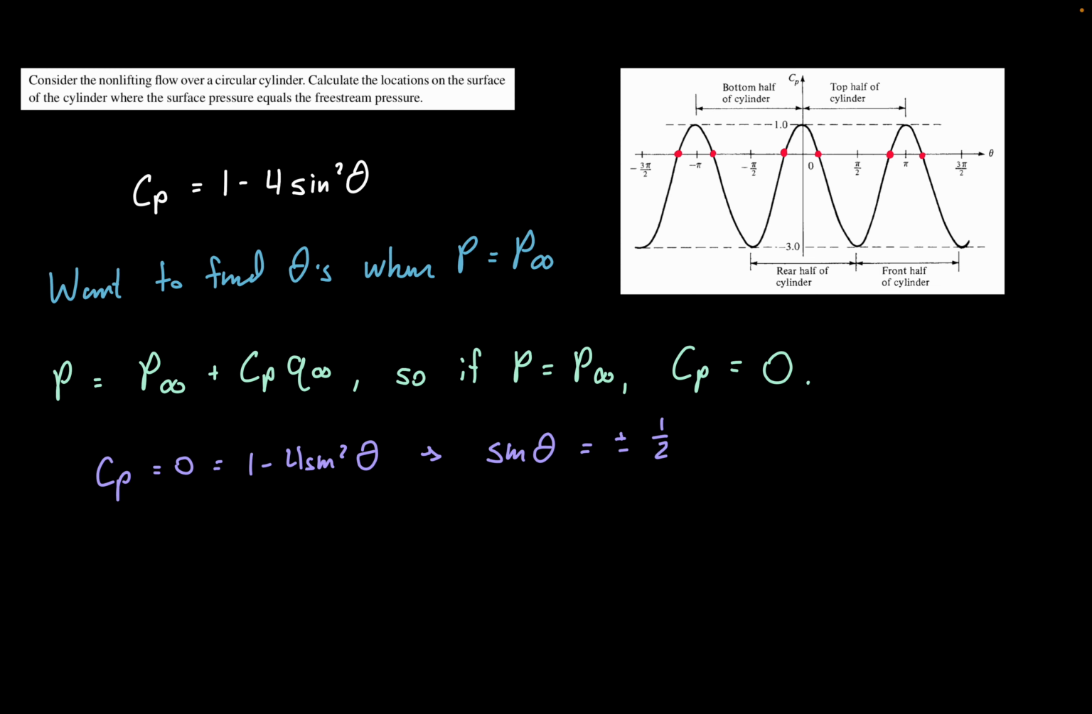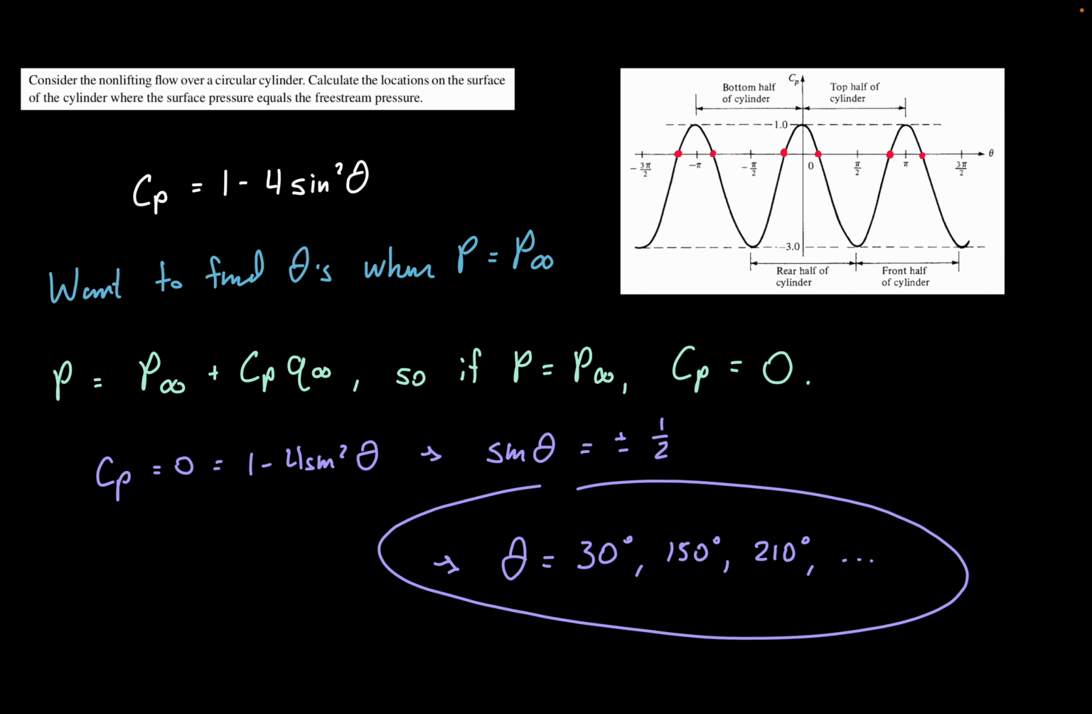Now, if we take the inverse of sine for both sides, we then get that theta is going to be equal to 30 degrees, 150 degrees, 210 degrees, and on and on, because it's a sinusoid, so it's going to keep going on forever. So essentially, that's pretty much how we solve the problem.